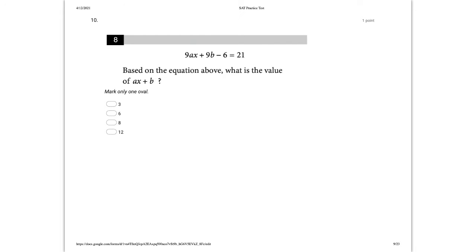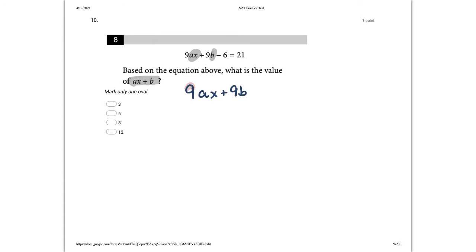Problem 10, based on the equation above, find the value of ax plus b. Look at this. We have ax and b right there. It's ax plus b. We got those 9s in front of it, though. So we got to get rid of the 9s. Just treat it like you're solving for ax plus b.